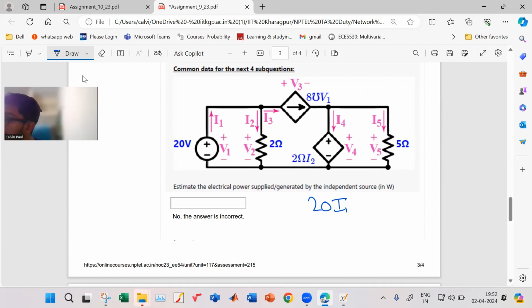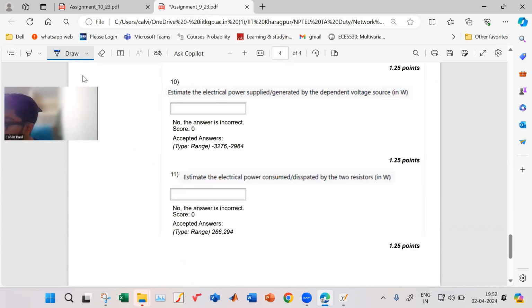Now assume your question was written: estimate electrical power consumed, not supplied or generated. Suppose it told you to find the electrical power consumed by this independent source. Then your power will be minus 20 into I1. That is the convention. Now for your resistors, they are asking for the power consumed by the two resistors. Power consumed by resistors is always given by I square into R, so it will always be positive. Suppose they told you by chance to estimate electrical power generated by the two resistors, then it will be minus I square R.